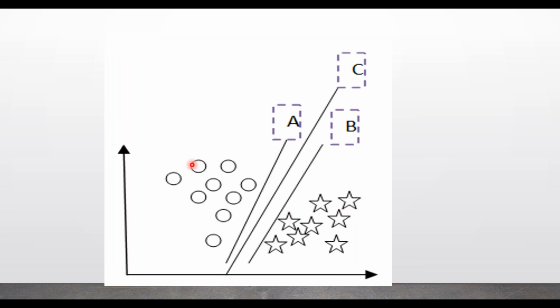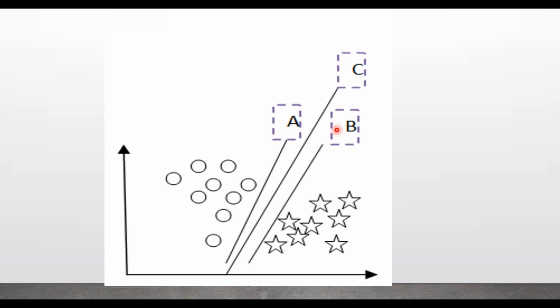Second, now you see, if A was correct, it has divided equally. Circles on one side, stars on the other. Now from A, B, and C, you can see another. Which one fits best? A, B, or C?